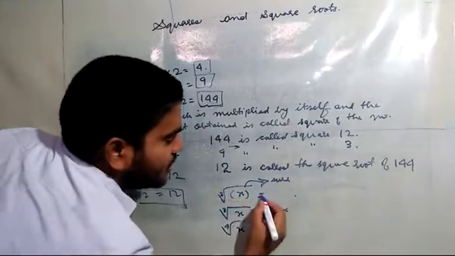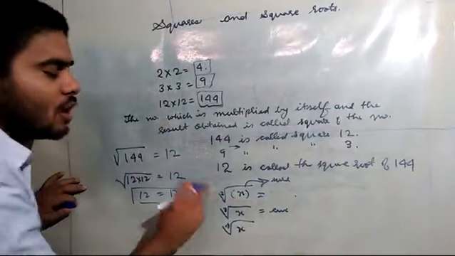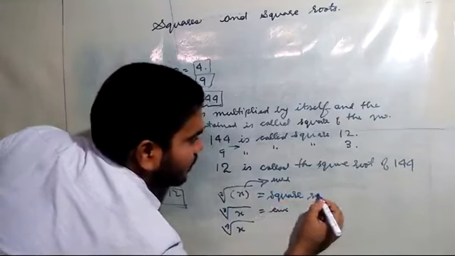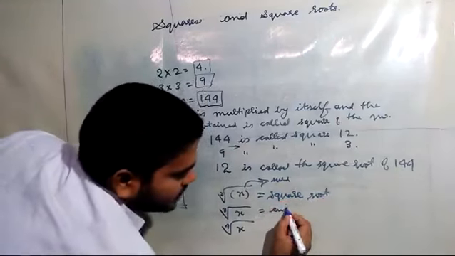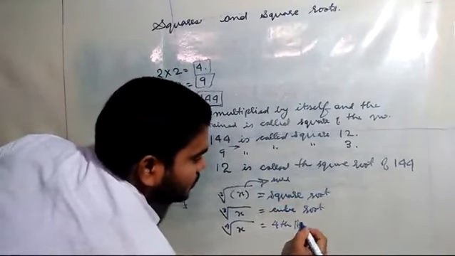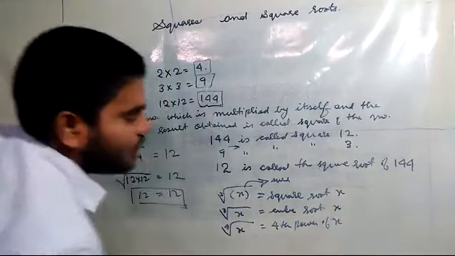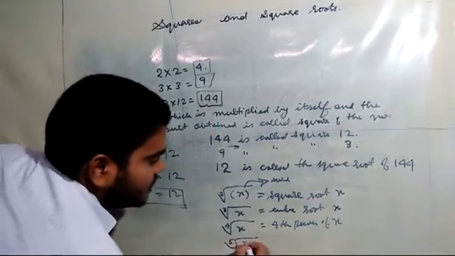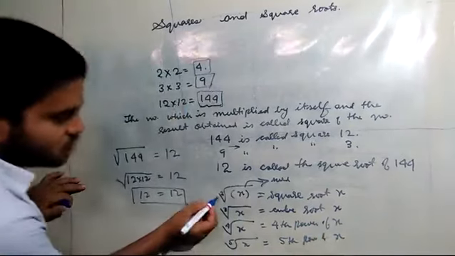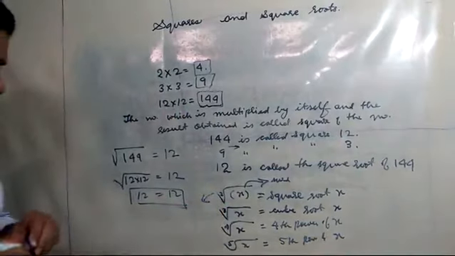And this 2, whether it is written or not, we assume by default that it is a square root only, so it is read as square root. Here it is read as cube root. Then we have the fourth root of x. If we have 5, then we say the fifth root of x.